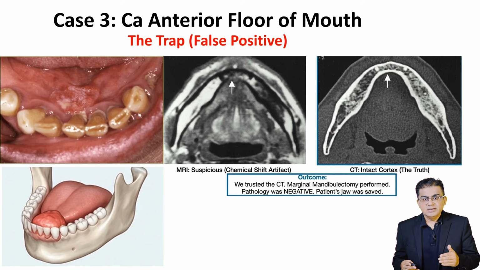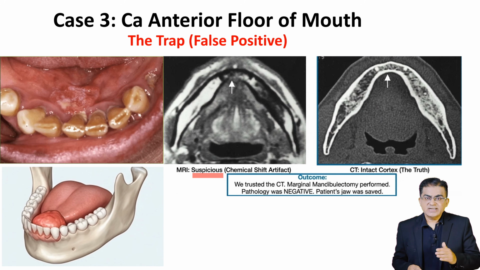That distinct protective black line we saw in our first patient's MRI is gone in this patient. That black line is broken here. The tumor signal seems to be merging directly into the bone. If you look at the radiology report for this MRI scan, it says suspicious for cortical invasion.